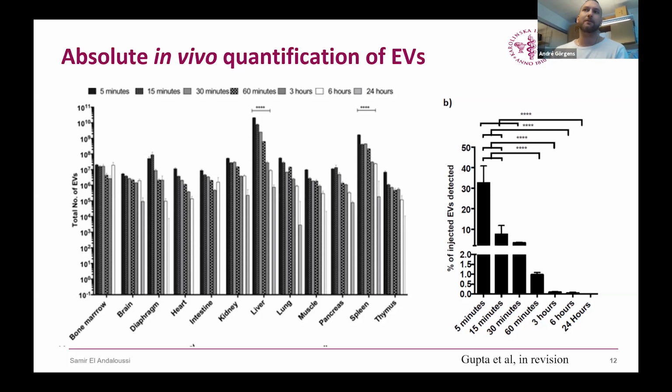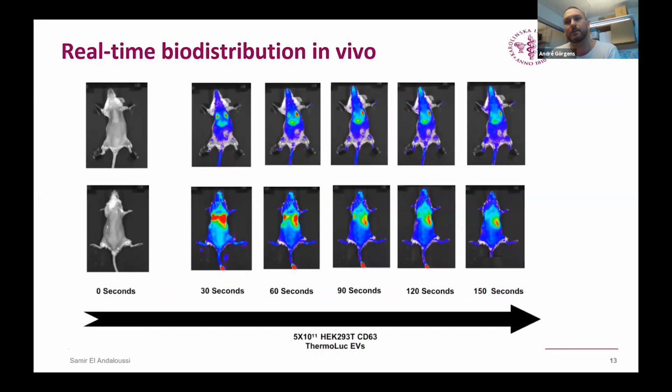In order to be able to visualize biodistribution in real time, instead of using NanoLuc, we've also used the same genetic construct for tetraspanins, but using thermal luciferase. And the beauty with thermal luciferase is that it allows us, if we inject the substrate just before the EVs, to image exactly where the EVs go in real time.